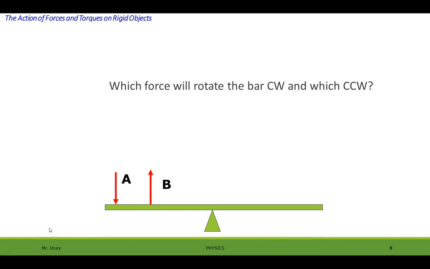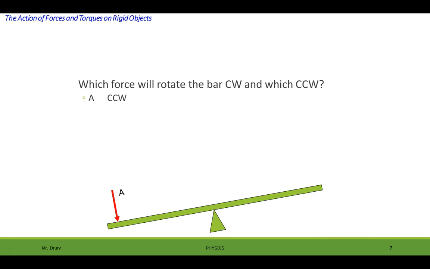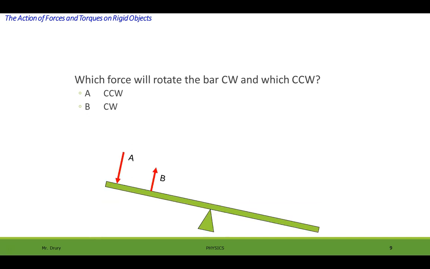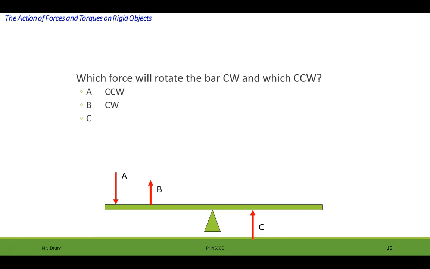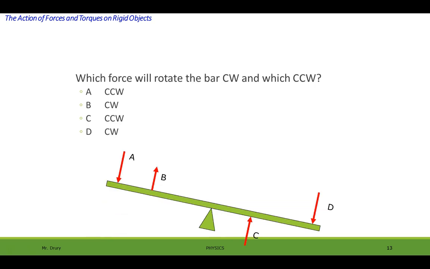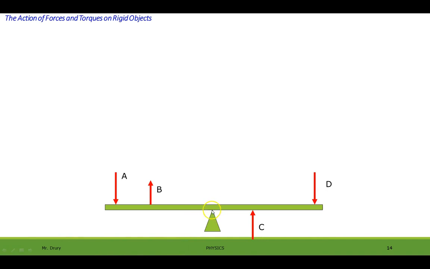Okay. Since there's no up, down, left, right with torques, I would like to talk about how we can determine which one's positive and which one's negative. Looking at A and B here, which one will rotate it clockwise and which one will rotate it counterclockwise? A, as you can see, would rotate it counterclockwise, while B would go clockwise. Let's add a couple more. C would go counterclockwise, and D would go clockwise. This assumes it's rotating around this fulcrum.